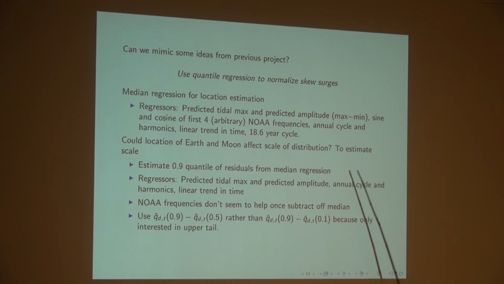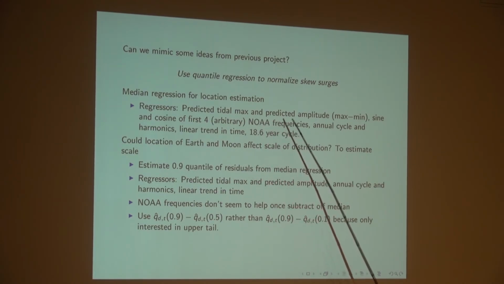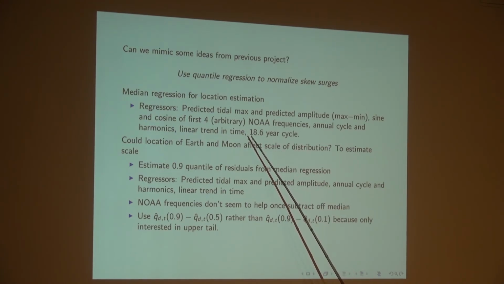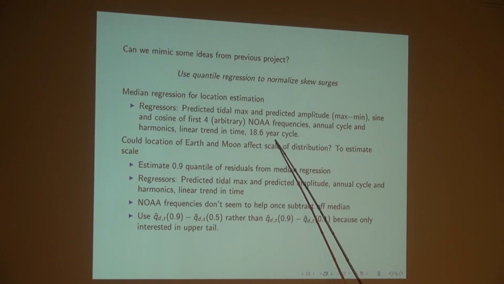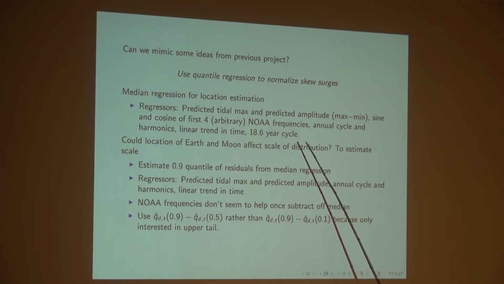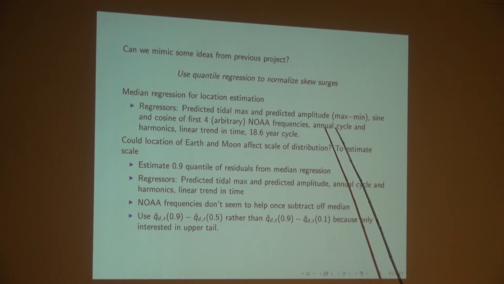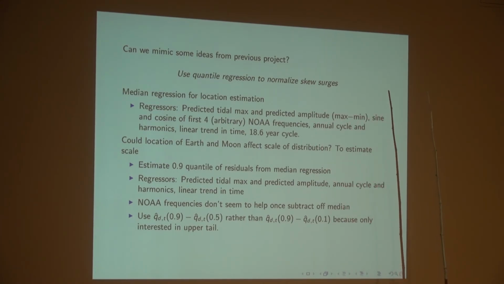All right, so I'm going to use quantile regression, and I'm going to first estimate the median of the distribution by using this method. So I'm just trying to correct the skew surge. I'm just trying to refine the NOAA predictions. If the NOAA predictions were already as good as you can possibly do, none of my coefficients would show up being significant. All right, but that's certainly not going to be the case.